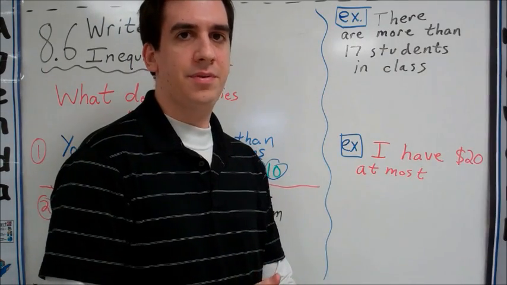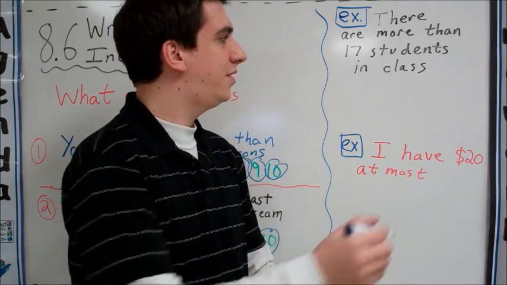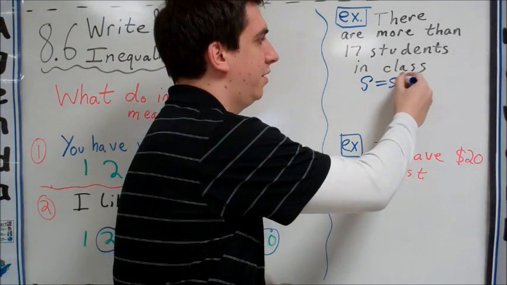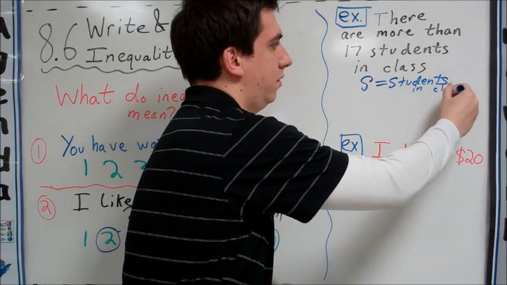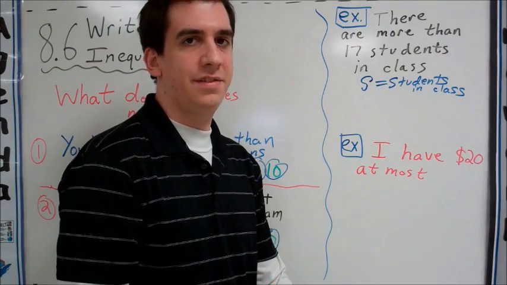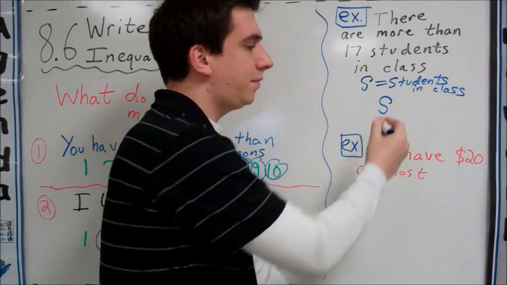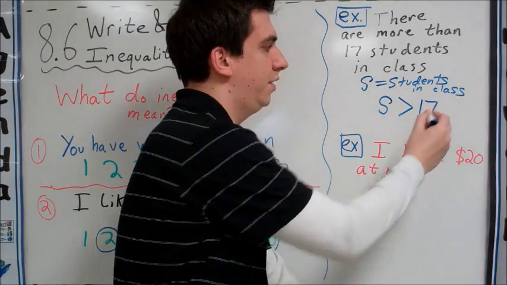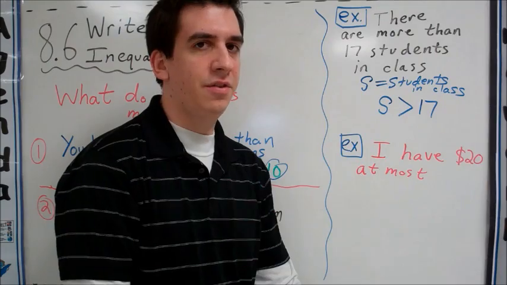With our next couple of examples, we're going to actually write the inequality. We need to use some sort of variable to represent this. Let's say S represents the students that are in class. We have to say that there's more than 17. So what we're going to do is use S is greater than 17. And we can try to plug in different numbers to see if that really makes sense.